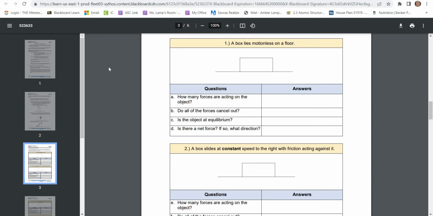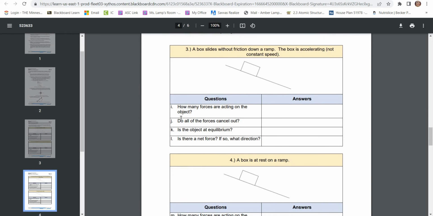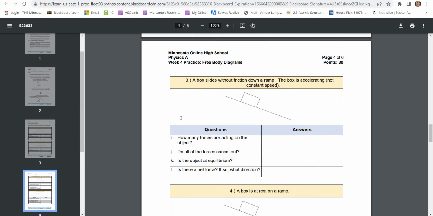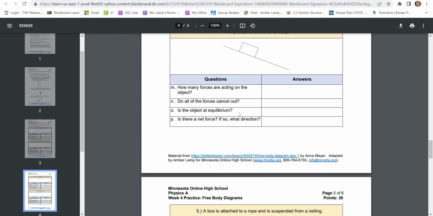So when you look at this assignment, there are some keywords to pay attention to that will help you with some of the questions at the bottom of the boxes. Things like constant speed, motionless, rest. Those are all examples of things that have no net force, which means they're not accelerating. If you have something saying that the speed is changing, let me see if I can find an example. The box is accelerating. This would be an example of one that has a net force, because in order to accelerate, you need a net force.